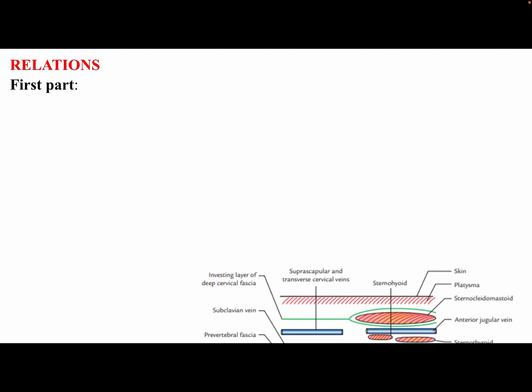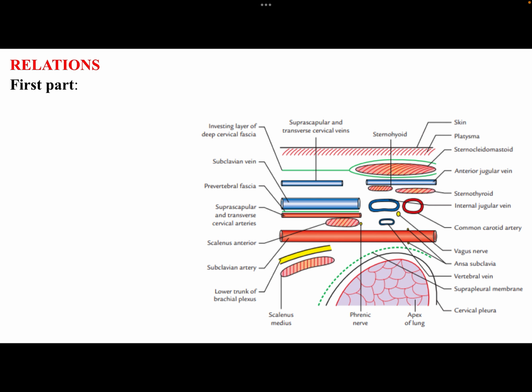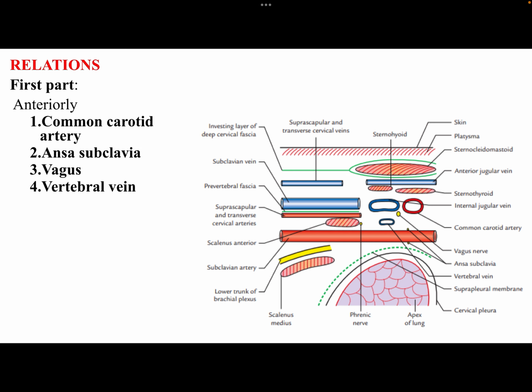The next one, that is the relations. The first part of subclavian artery is related anteriorly to the right common carotid artery, terminal part of right internal jugular vein, right vagus nerve, right vertebral vein, ansa subclavia and sternothyroid, sternohyoid and sternocleidomastoid muscles.